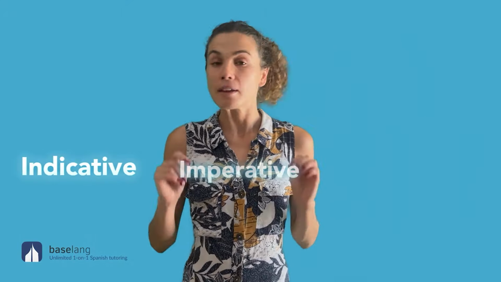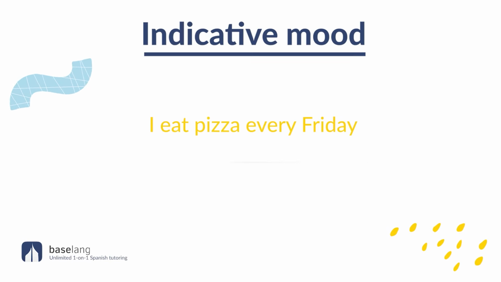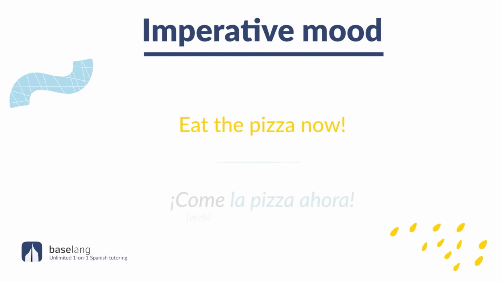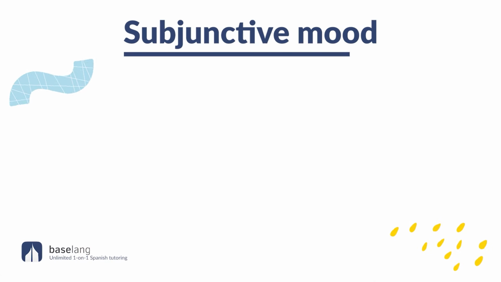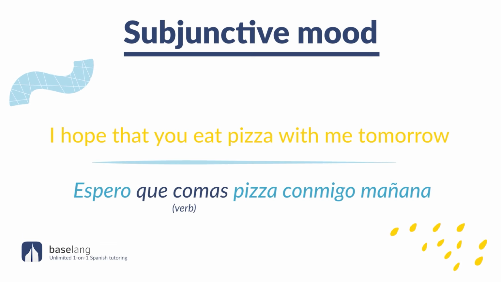All right, before we start, let's clarify what the subjunctive is. In Spanish, we have three moods: indicative, imperative, and subjunctive. To help you understand, let me show you some examples of each. For the indicative mood, you might say, I eat pizza every Friday. Yo como pizza todos los viernes. In the imperative mood, you would say, eat the pizza now. Come la pizza ahora. And in the subjunctive mood, you'd say, I hope that you eat pizza with me tomorrow. Espero que comas pizza conmigo mañana.